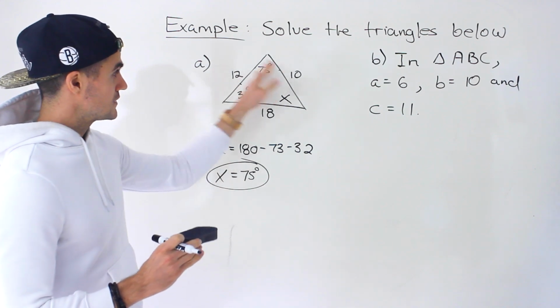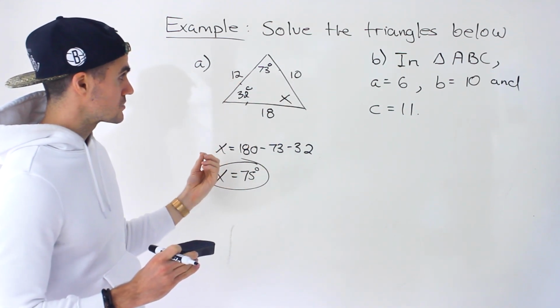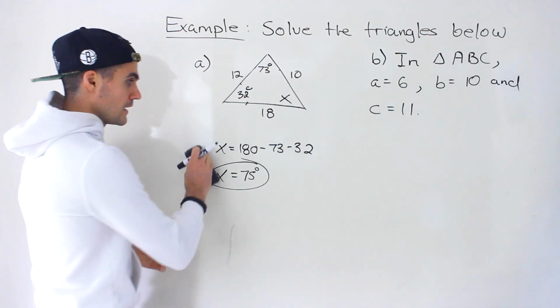All right, and we solved the entire triangle. We have all three sides. We got all three angles. So that's it for part A.